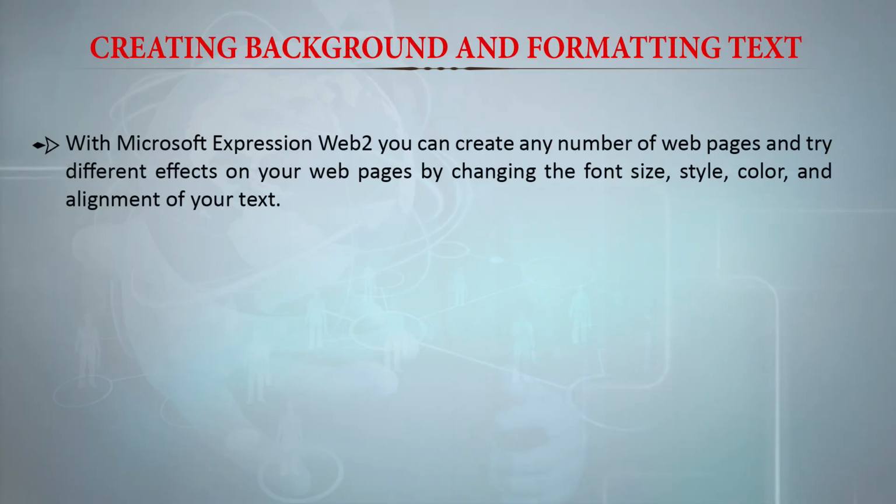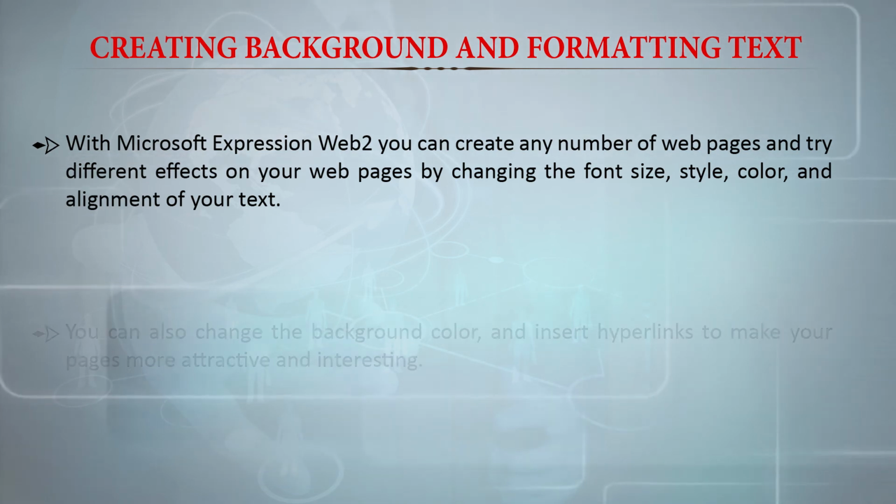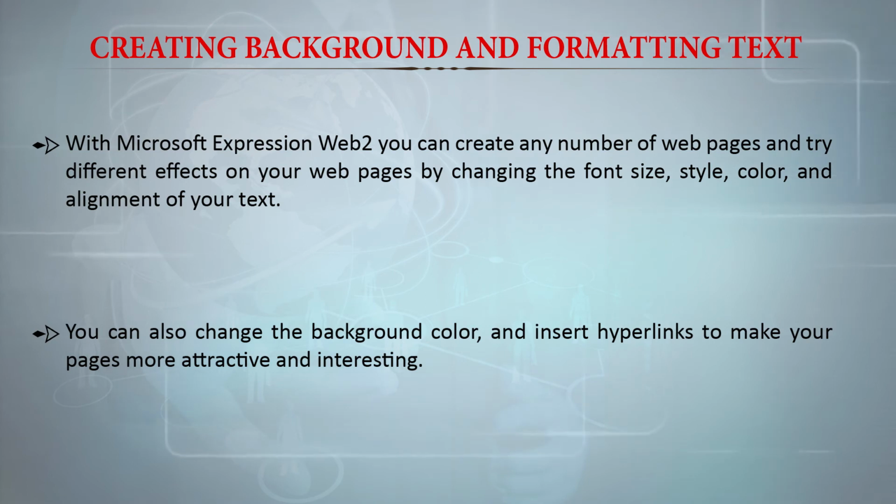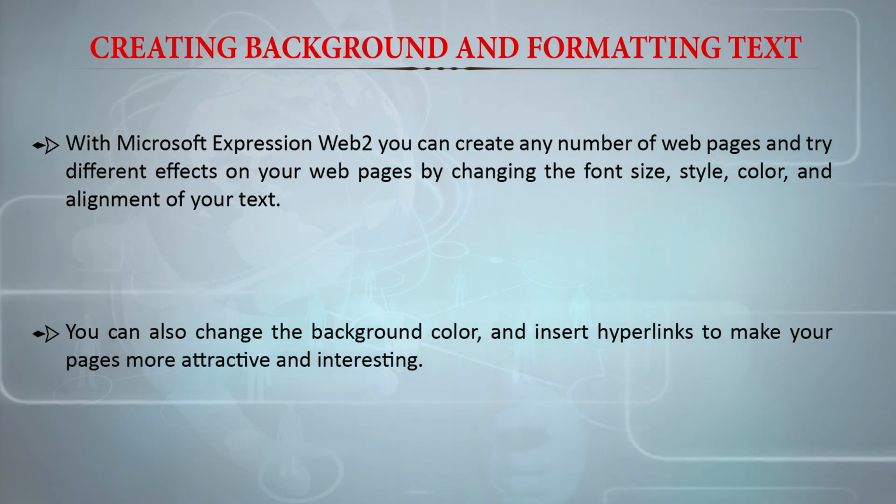And in fact, one important thing is how to create a background and how to format the text. Maybe you want to format the text in such a way that it becomes really attractive to be read by people. Further, you need to select a font which may not be known to many, or is quite interesting, and people are interested in going through pages made in that particular font. With Microsoft Expression Web, you can create any number of web pages and try different effects on the web pages by changing the font size, style, color and alignment of the text. You can also change the background color and insert hyperlinks to make your pages more attractive and interesting.